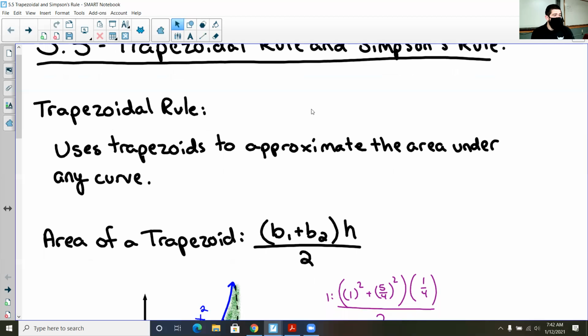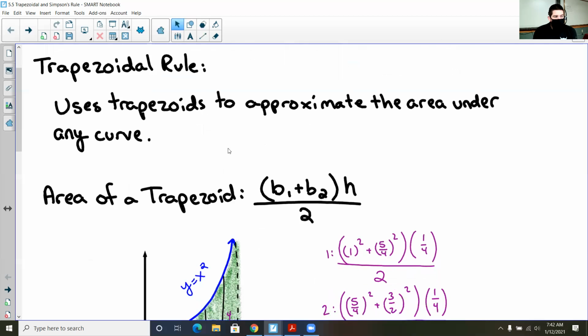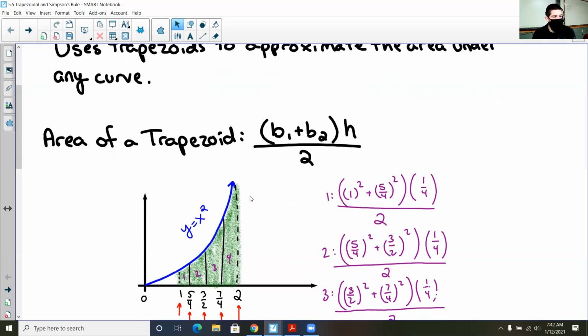So here we go. The trapezoidal rule. It's going to use trapezoids to approximate the area under any curve. Now, to keep in mind, the area of a trapezoid is the sum of the two bases times the height divided by 2. And so if I have this curve of y equals x squared, and I wanted to know from 1 to 2 what the area under this curve is, this one's pretty easy to do using antiderivatives and a definite integral from 1 to 2. But it's pretty easy, so that's why I'm also using it as an example.